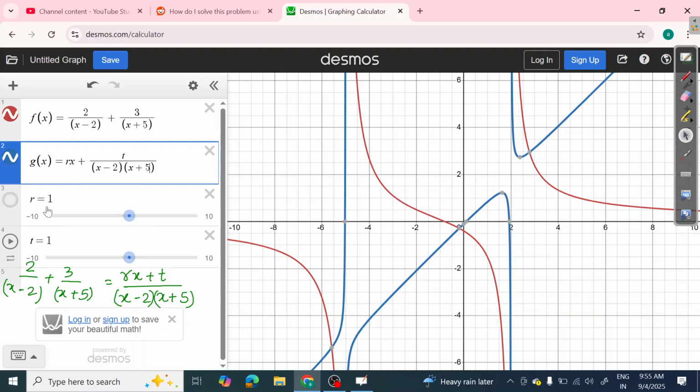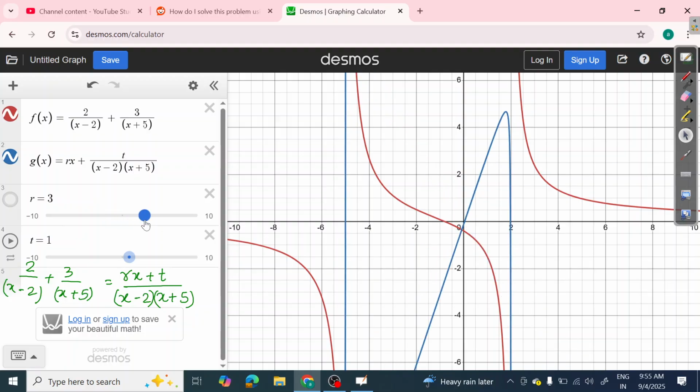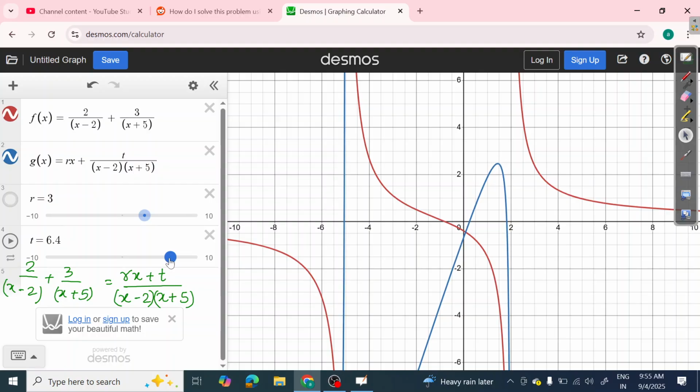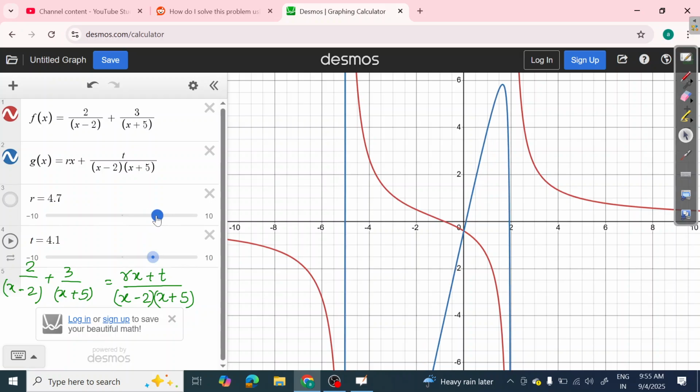So I will use the slider. I'll set the values of R and T in such a way that for both these functions I get the same graph, or in other words, the graphs should overlap. So I'll choose it. I'll give you a personal trick as well, so please wait till the end. I want to share something.